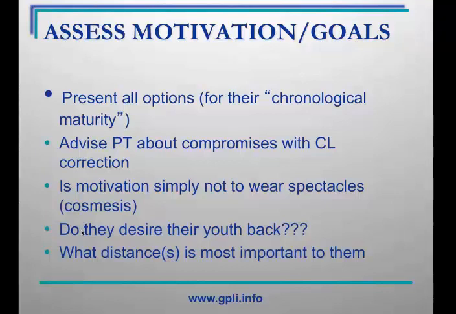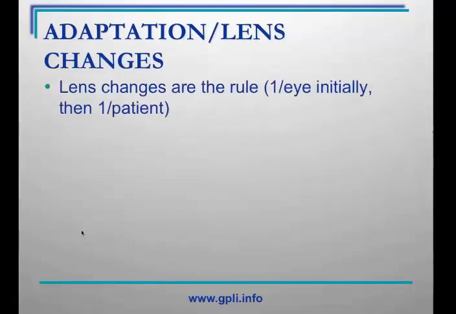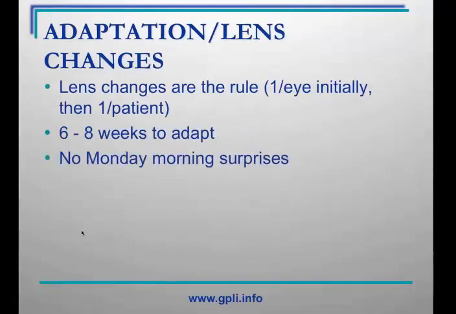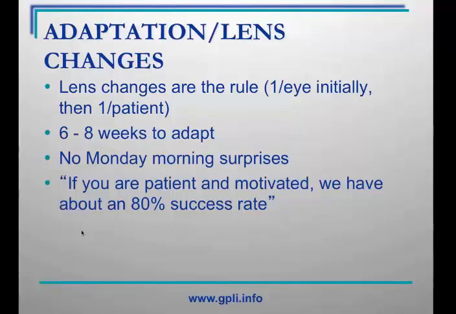So essentially what you have, in fact, is the sandwich approach. You are giving them the benefit of visual freedom, but then you can state the possible compromises, including the likelihood that a lens change or two might be necessary, which may take as long as 6 to 8 weeks to achieve the ultimate goal, while also preventing the patient from returning the next Monday morning dissatisfied with their vision, and then culminating with the other positive half of the sandwich. If the patient is motivated, we have about an 80% success rate, and that is fairly typical with GP multifocals.